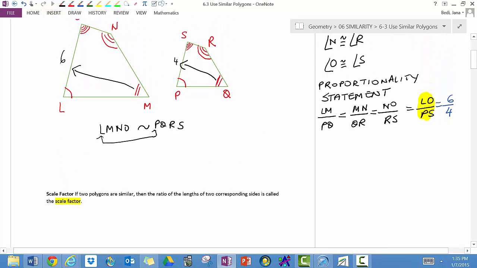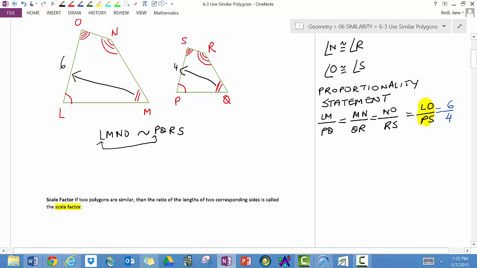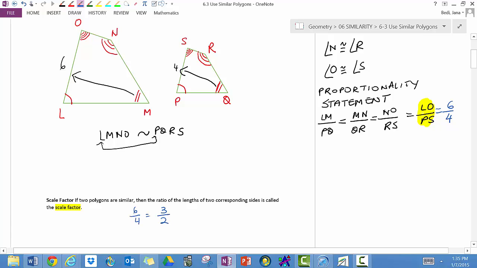So let's just go back and look at this. The scale factor: if two polygons are similar, then the ratio of the lengths of two corresponding sides is called the scale factor. So the scale factor for these two is 6/4, which is equal to 3/2. Another way of writing a ratio is 3:2. And when you convert this to a fraction, the 3 goes in the numerator and the 2 goes in the denominator.